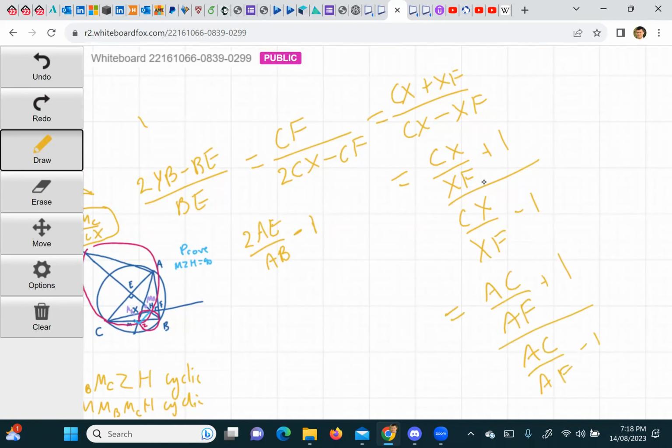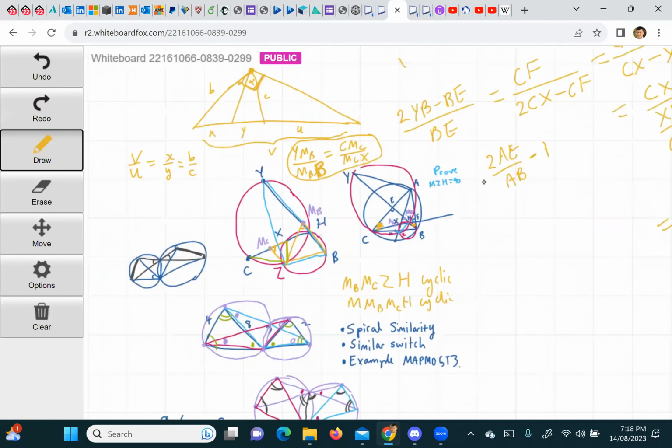This is not looking good for some reason. AC on AF, it's true though. Something related to the one on sine of that angle. And AE on AB is the same angle here. Yeah, something's gone wrong here. I think I've reversed the orientation.